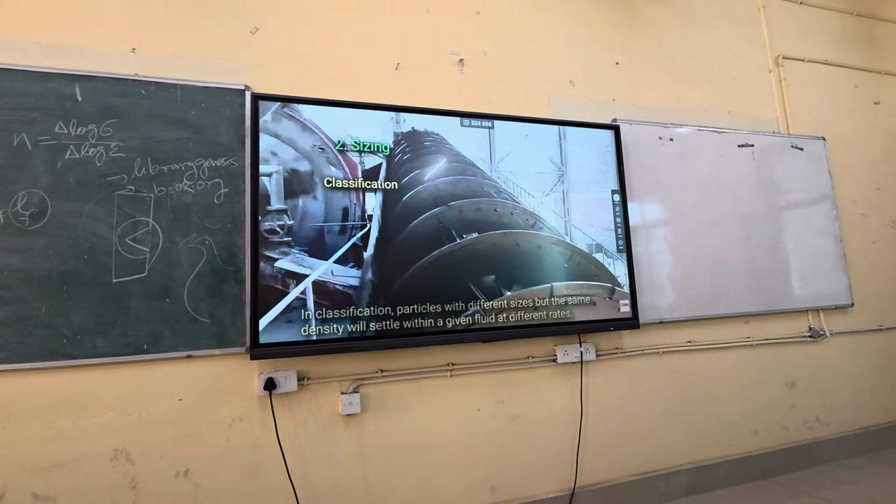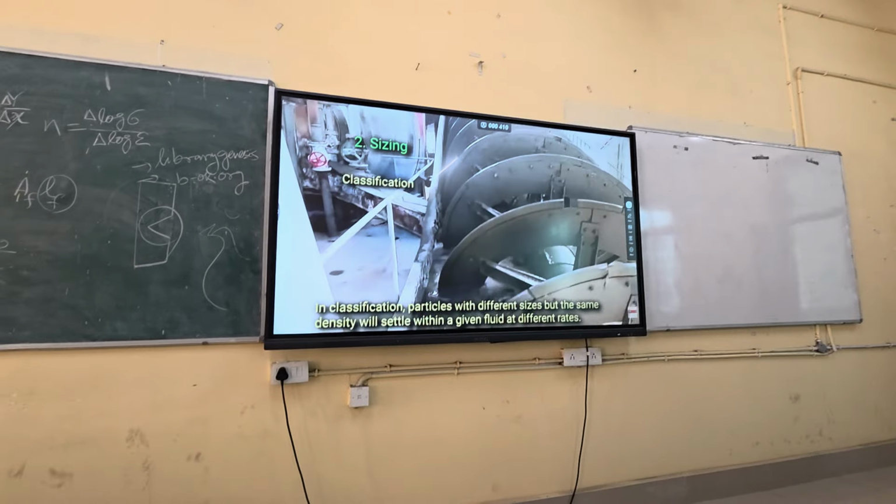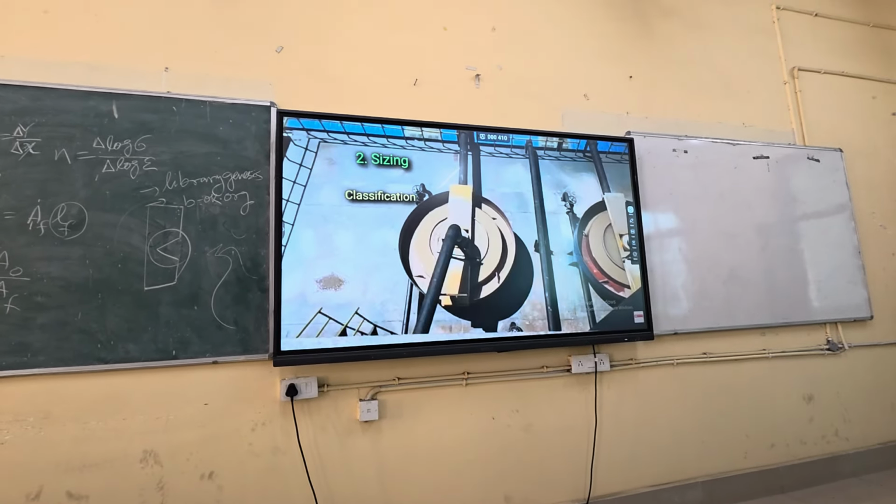If you remember, I talked about sizing in two types. You can do screening or we do classification. Classification is done in liquid form, that is slurry form.